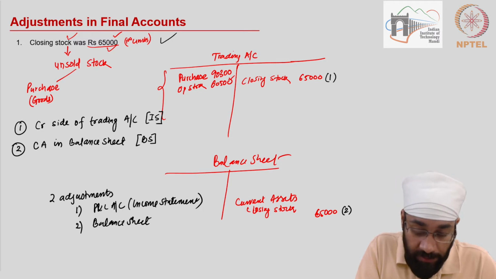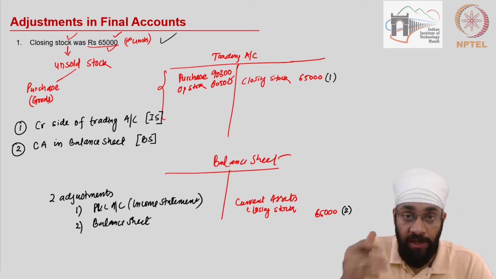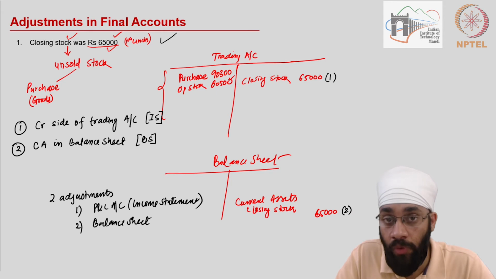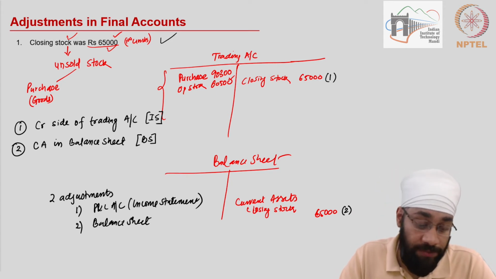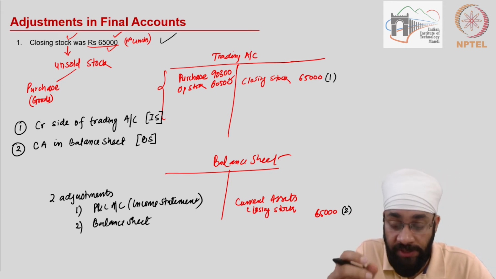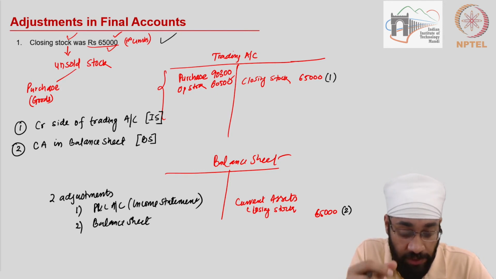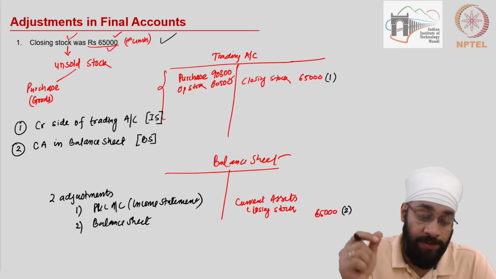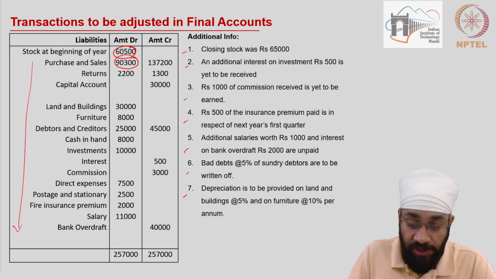Just remember these two, and we will see if there is a trend as we move along with more transactions. So I hope this made sense. A closing stock has to be adjusted in the purchases and also in the current assets. Let's go to another transaction.